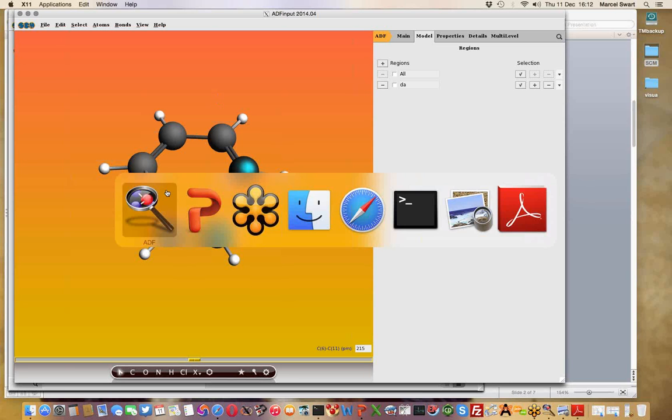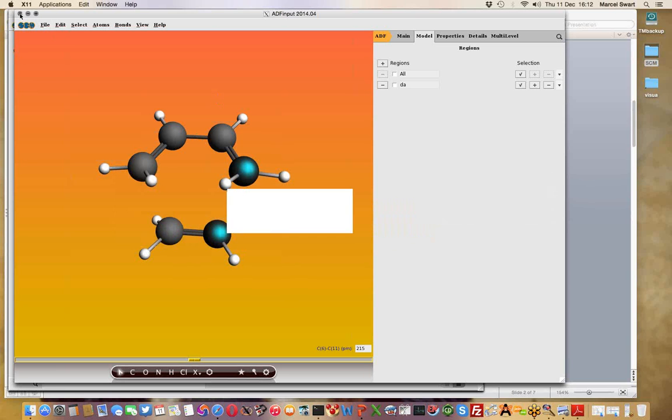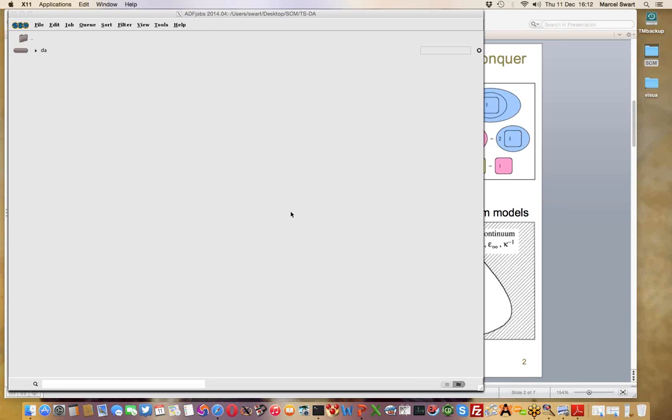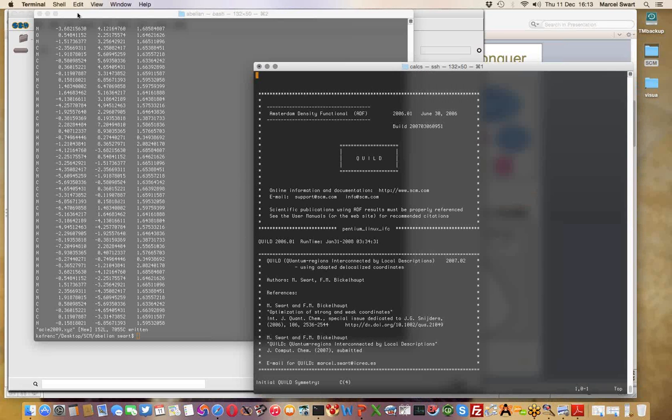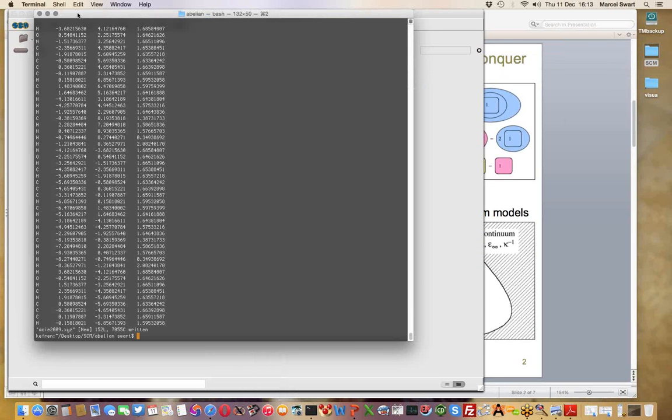This is one of the strong points of QUILD, that you can actually do these optimizations very efficiently. And at the same time, you can use all the ingredients which ADF has, because it's just a simple script around ADF. So any feature, any functional, basis sets, relativistic corrections which are available in ADF, you already have at the same time in QUILD.